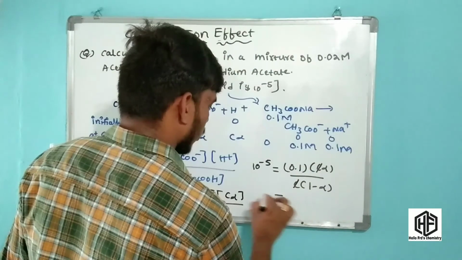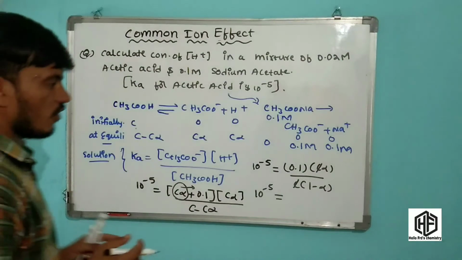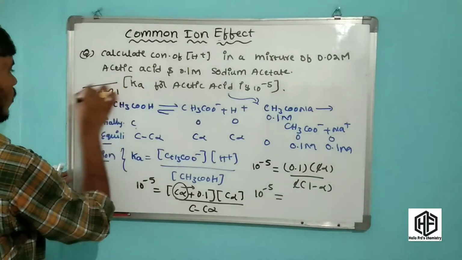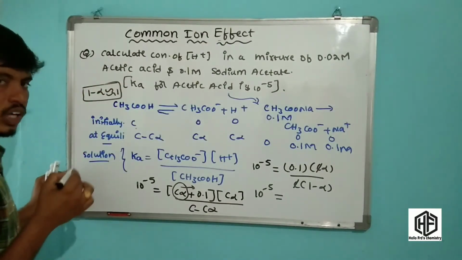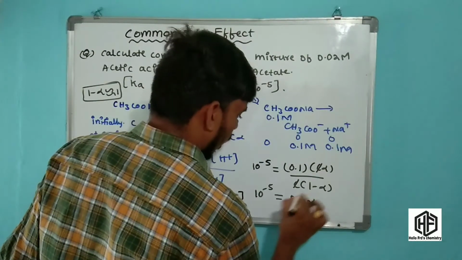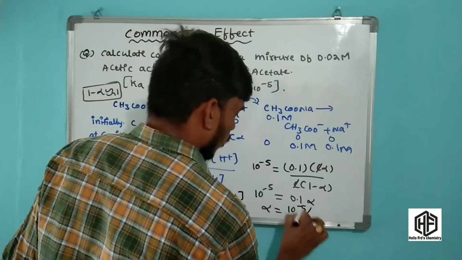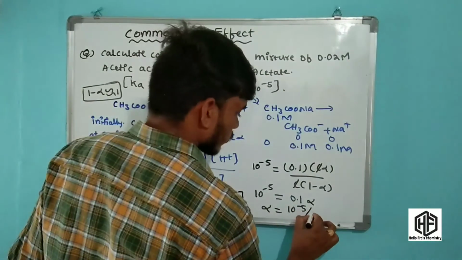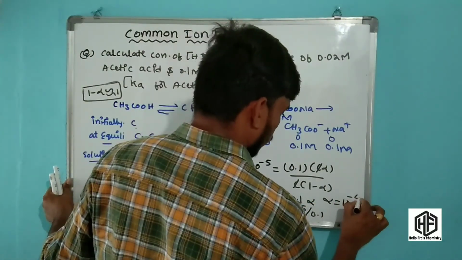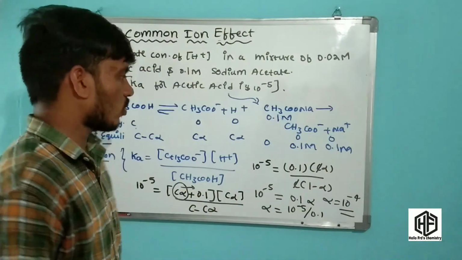This C and C is cancelled. Now for the degree of dissociation of the weak electrolyte, 1 minus alpha is nearly equal to 1. Already you know that according to Ostwald dilution this term is 1. Now 10 to the power of minus 5 equals 0.1 into alpha. Now alpha is equal to 10 to the power of minus 5 by 0.1. It means the alpha value is 10 to the power of minus 4.